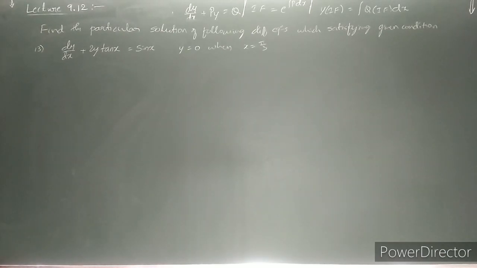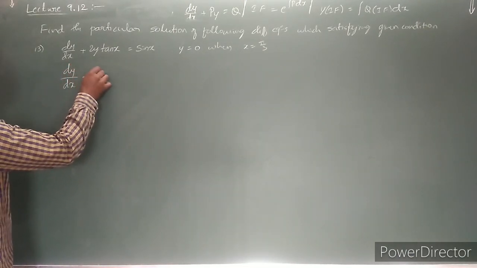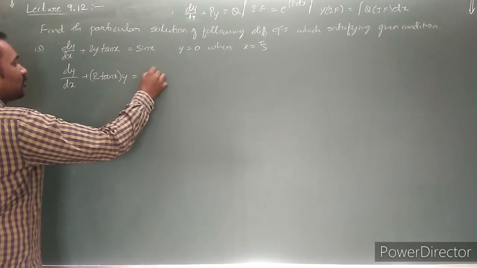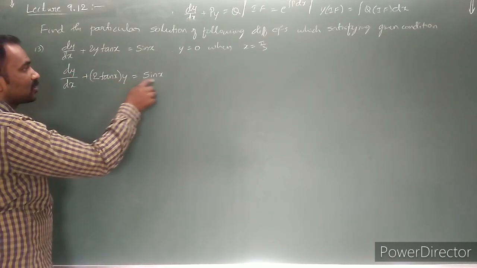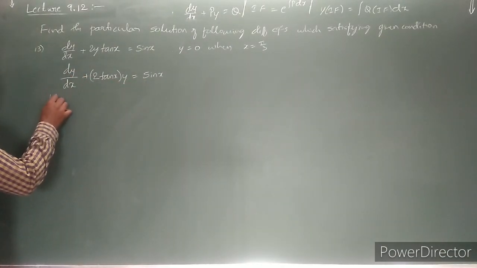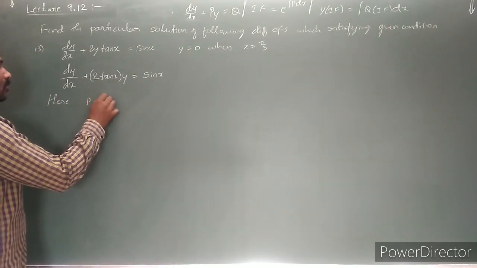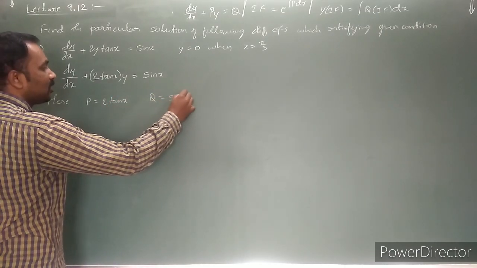Now we need to convert it into the dy by dx form. Is that already done? Check it. dy by dx plus 2 tan x into y is equal to sin x, with a little bit of arrangement. Now check it is dy by dx plus P y equal to Q. Now onwards you can easily proceed with the solution. Here P is equal to 2 tan x, and Q is equal to sin x.